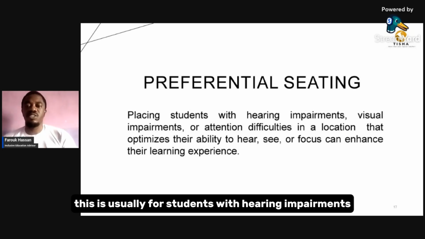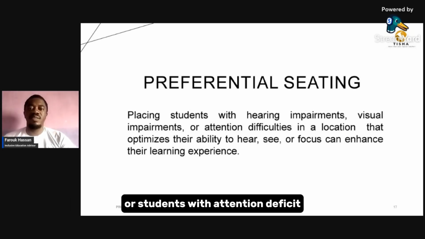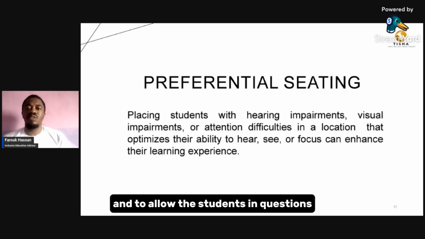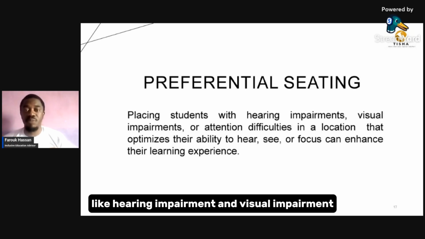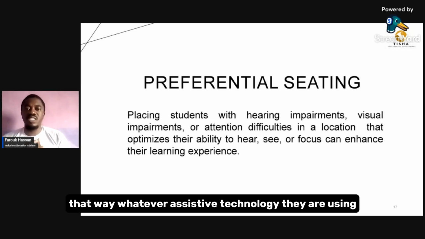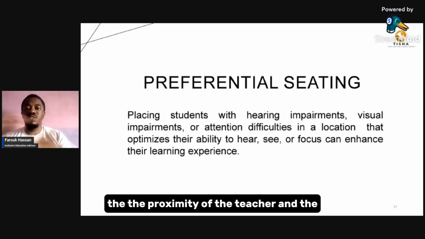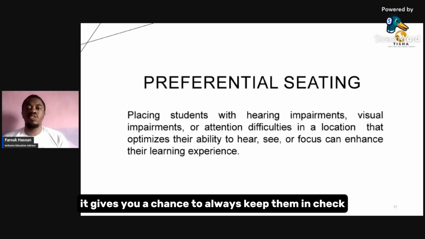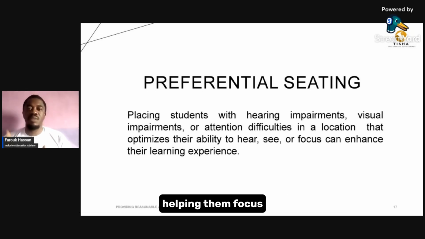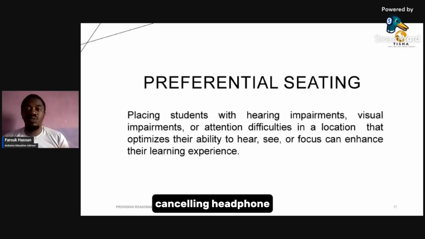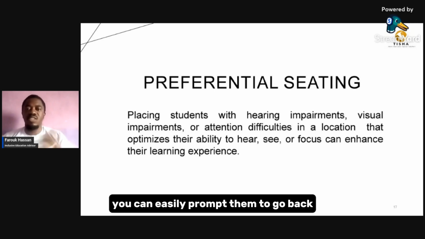Preferential seating arrangement. This is usually for students with hearing impairments, visual impairments, or students with attention deficit hyperactive disorder, to allow you to keep an extra eye on them and to allow the students in question, especially students with sensory disabilities like hearing impairment and visual impairment, to be in front of the teaching process. That way, whatever assistive technology they are using is also within the proximity of the teacher, and they get to understand it better. And also for students with ADHD, it gives you a chance to always keep them in check. You're always prompting them, helping them focus. For example, if the student with ADHD is also using assistive technology like a noise cancelling headphone while they're on task, and you see them going off task, you can easily prompt them to go back. That's why we use the preferential seating arrangement.